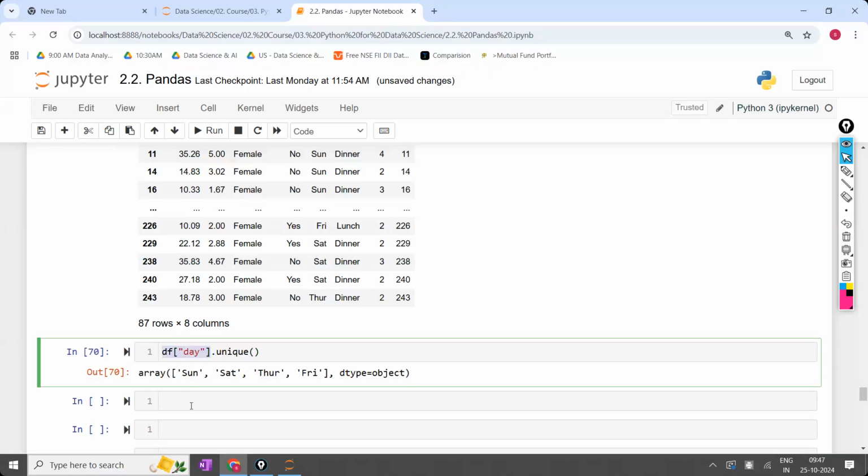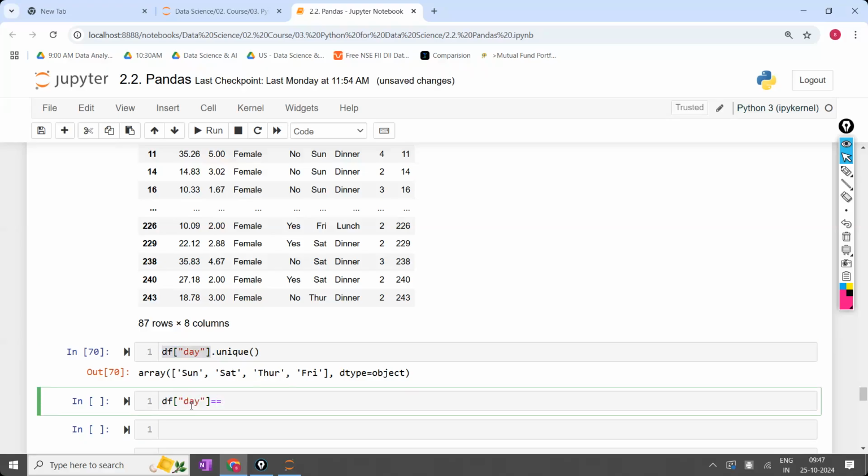df of day is equal to either it should be Sunday, or... sir, why or? We can't use and. And means in a single record how both will be there. Any one only will be there. Either Sunday will be there or Saturday will be there. How both will be there? Never the condition will be satisfied. So or only we have to use.